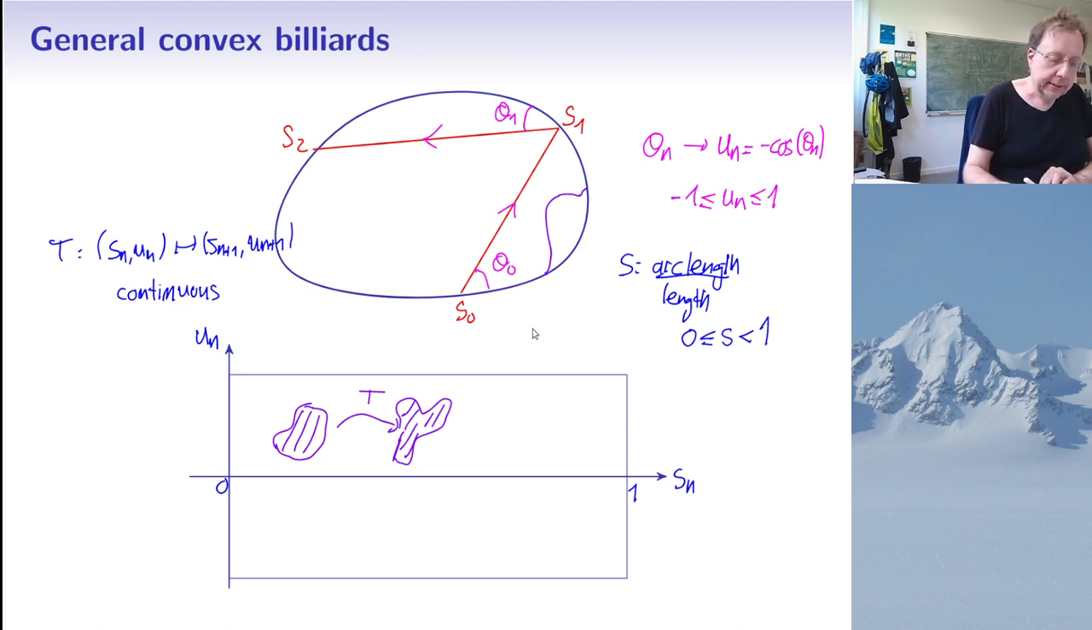So in one case I hit here. And if I change the angle a little bit, suddenly I hit here, so I can have discontinuities. And also corners will lead to discontinuities in the angle. Okay, so if the boundary is smooth, so there's a tangent vector everywhere, and convex, my map T is continuous. And another property is that actually T is area preserving.